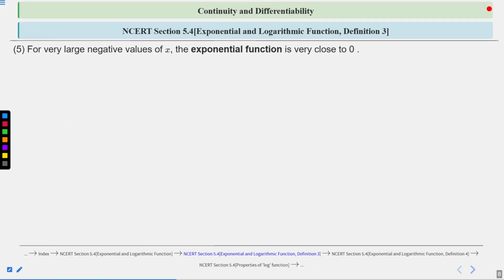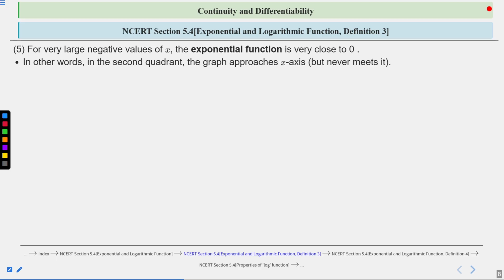Next, fifth point is, for very large negative values of x, the exponential function is very close to 0. In other words, in the second quadrant, the graph approaches the x-axis but never meets it.